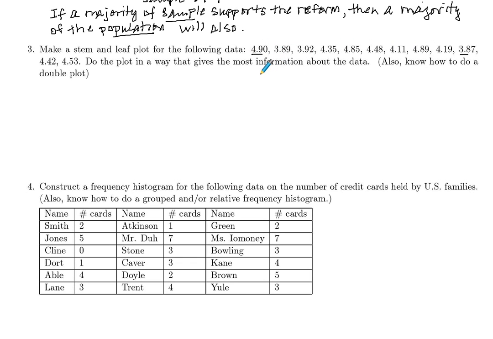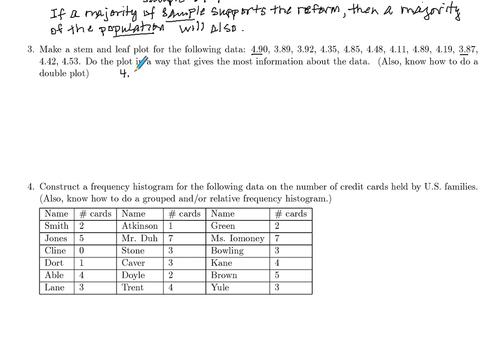So we probably want to do two-digit stems, the ones digit and the tenths digit for our stems, and then the hundredths digit for our leaf. We're not told what this information represents, but we want to do the plot in a way that gives the most information about the data. We certainly don't want to group it just in the 3s and the 4s and have two-digit leaves. That's not going to give us very much information. So let's put the larger numbers at the top.